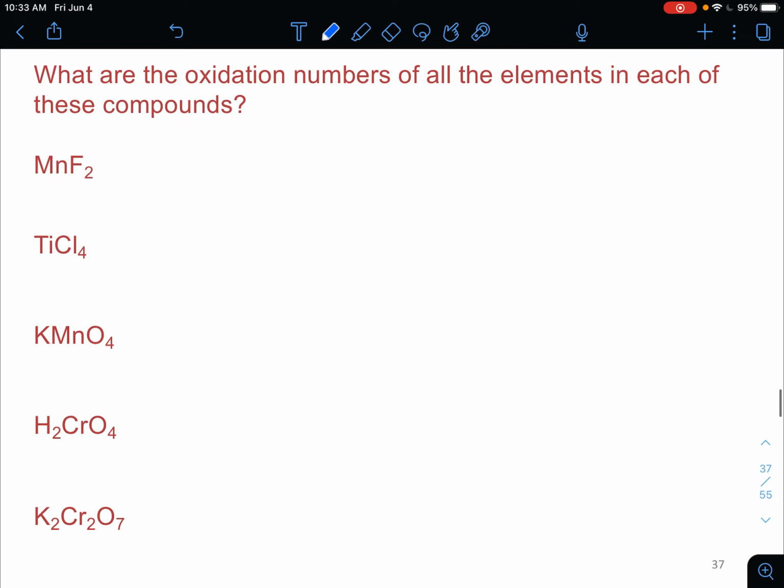Okay, last slide for this very short video. We already did this one, right? I need to change that to something new. I guess I didn't notice that when I made the problem. But here are some where we want to assign the oxidation numbers.